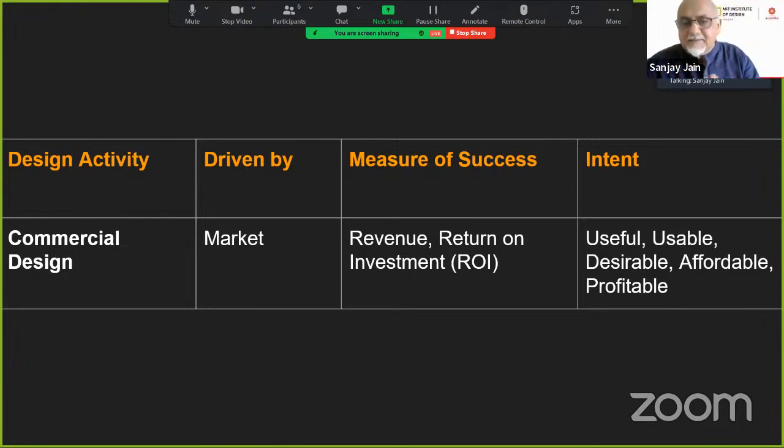And the intent for commercial designs or commercial products is whether it is useful for society at large, and whether it is usable. That means the people are able to use it effectively. The product should be desirable to the people, it should be affordable, and also should be profitable for the organization or for the business. So I'll give you an example of this product.